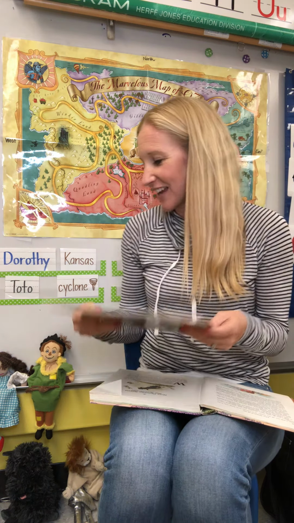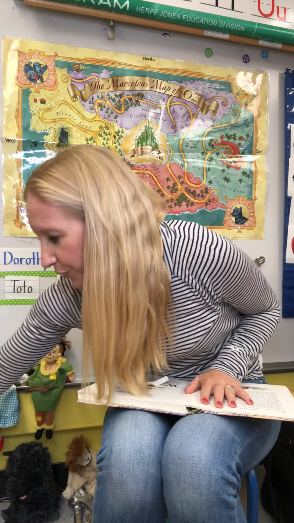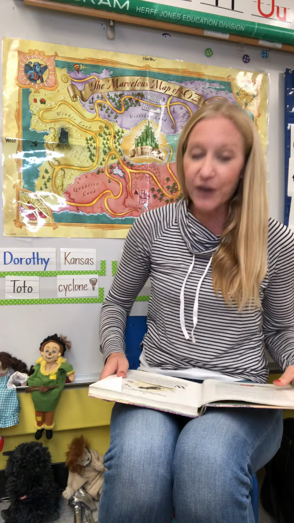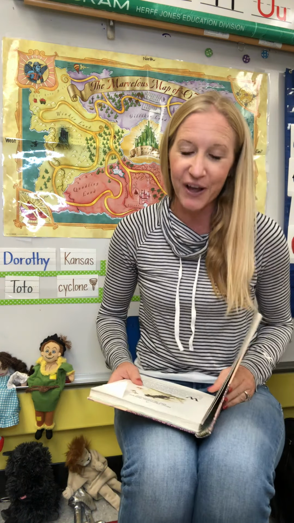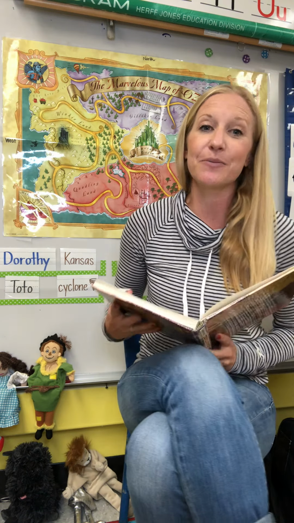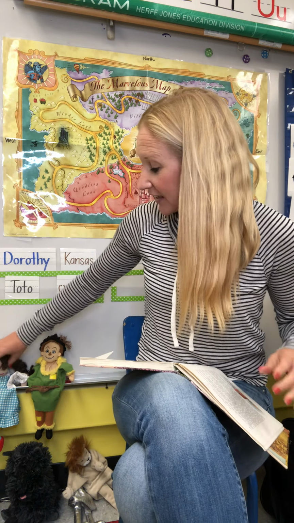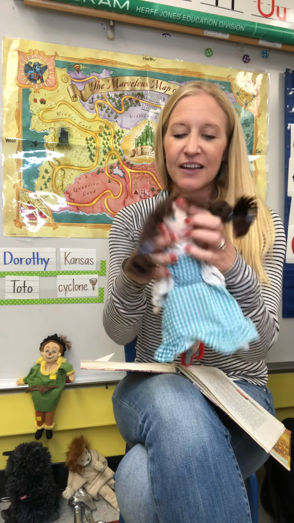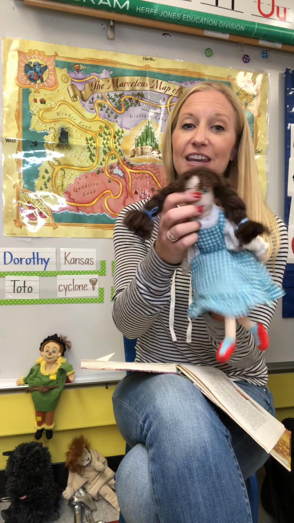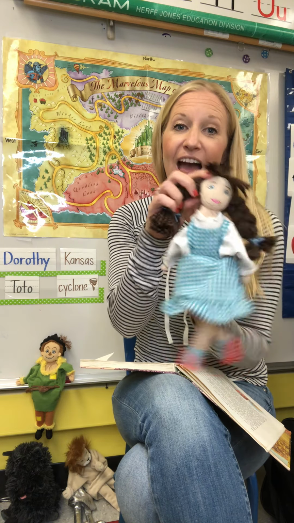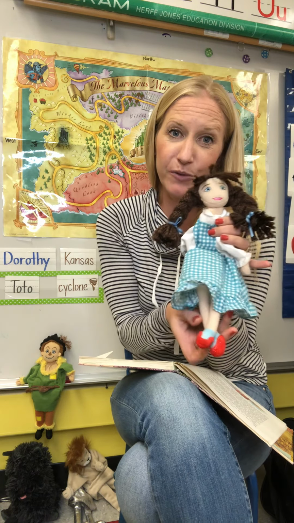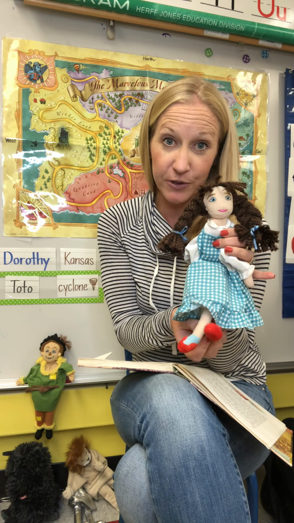So today is exciting because we get to start on chapter 3, and it's called How Dorothy Saved the Scarecrow. And it's when we get to meet our very first main character other than Dorothy. And you'll see here I have some puppets. These are my Wizard of Oz puppets. Here is Dorothy. And she obviously is Dorothy from the movie. You can tell by her ruby red slippers.